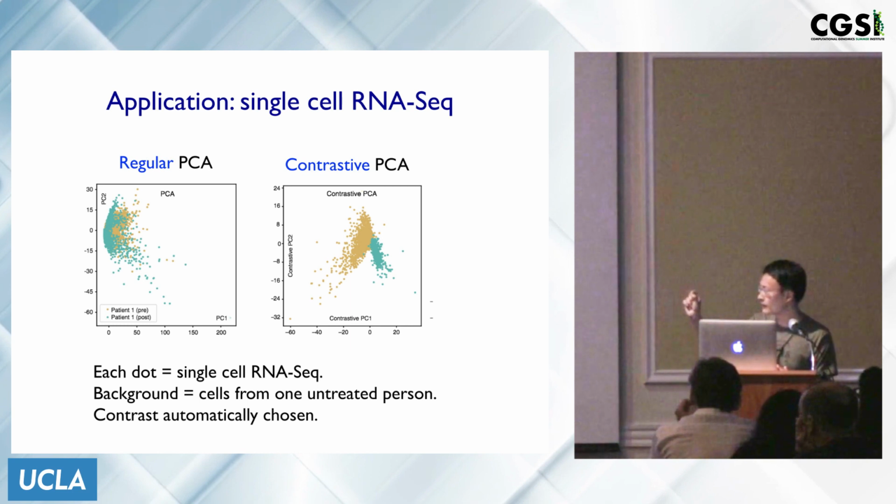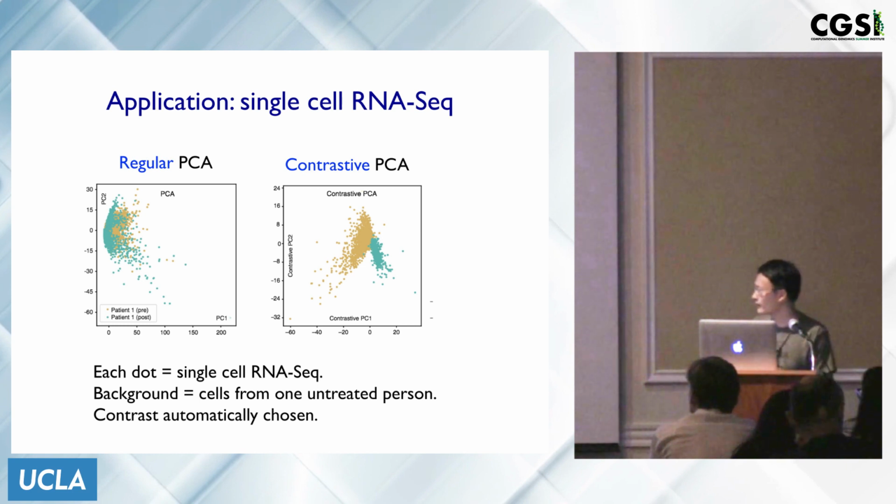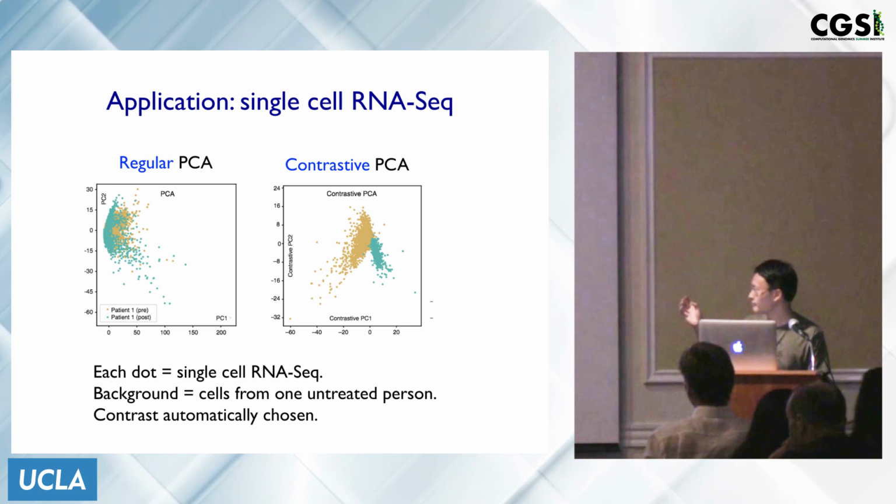Each dot now is one cell, so you have a high-dimensional gene expression vector for each cell. The left part is my regular data set, right? So I have cells from different individuals from pre and post treatment.